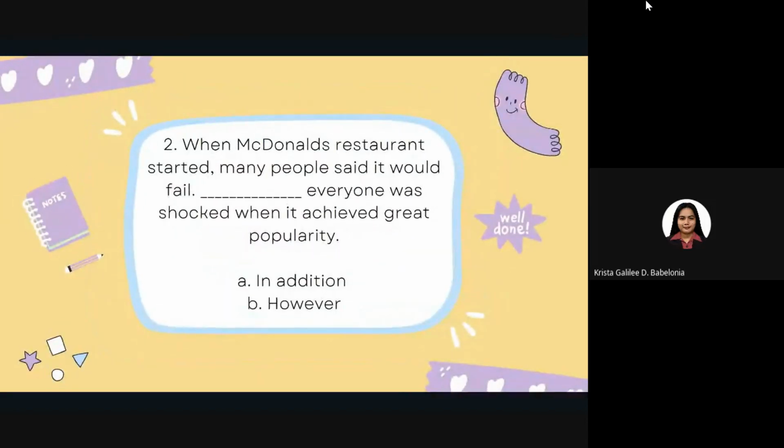Next. When McDonald's restaurant started, many people said it would fail. Blank, everyone was shocked when it achieved great popularity. Is it letter A, in addition, or letter B, however? Correct, Mariah, AJ, and Claire. Thank you. When McDonald's restaurant started, many people said it would fail. However, everyone was shocked when it achieved great popularity.